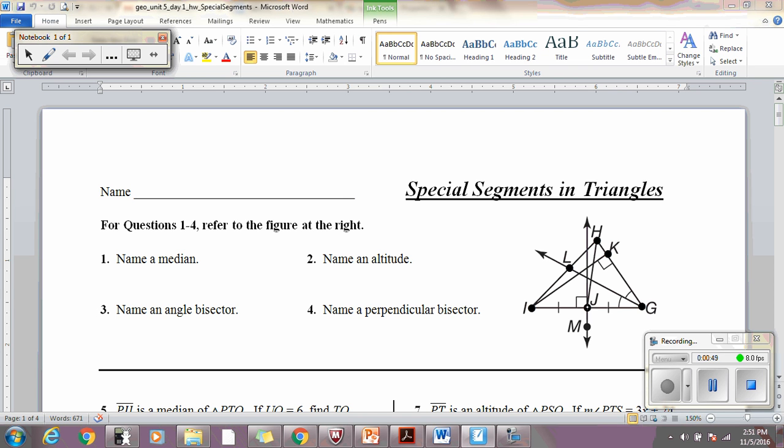So when I leave point J, I need to go to a vertex. So the only line doing that is HJ. So HJ would be our median.